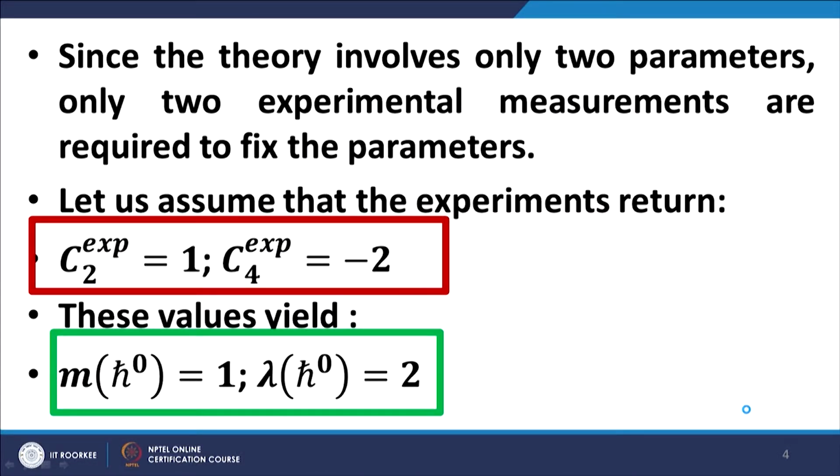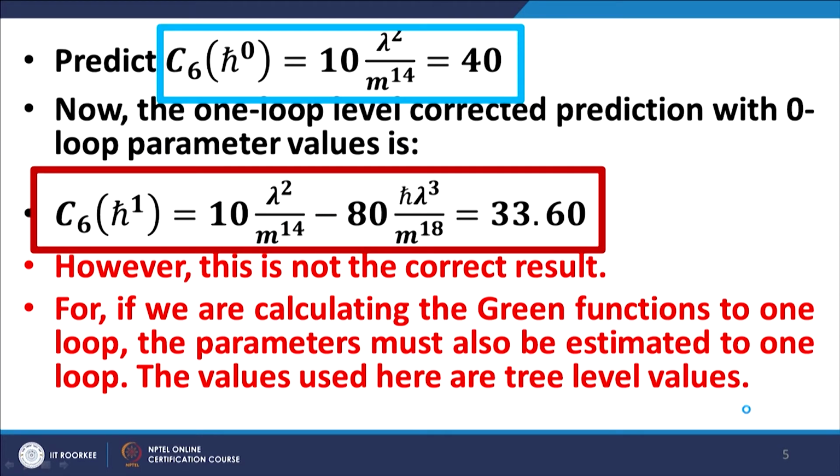and we worked out the experimental values of these two green functions C2 and C4, and we found them to be 1 and minus 2. These values at the tree level, if we remain at the tree level, gave us the value of m and lambda as 1 and 2 respectively. On that basis, we worked out the value of C6, that is the 6 point green function, and we found it to be 40.